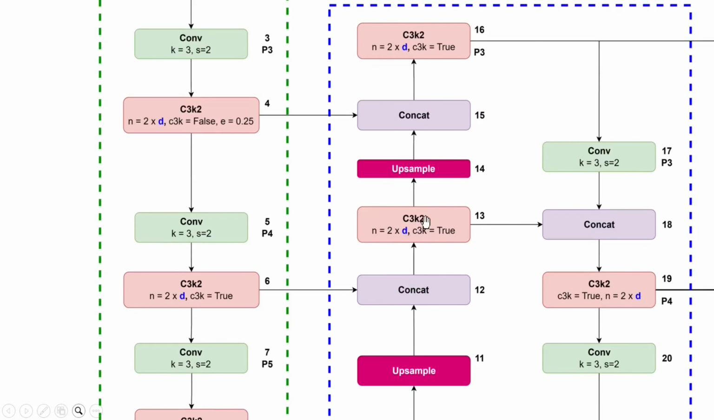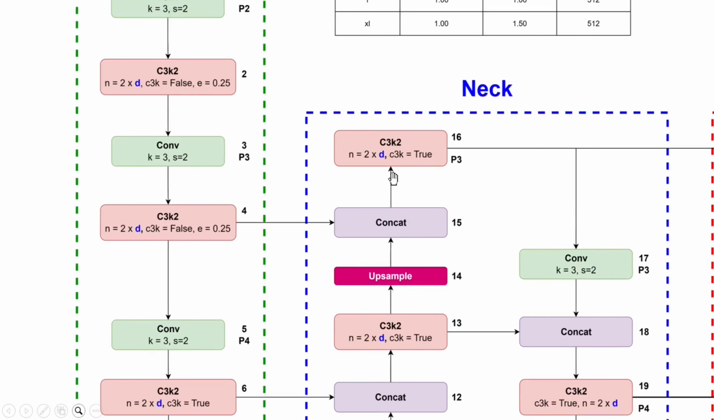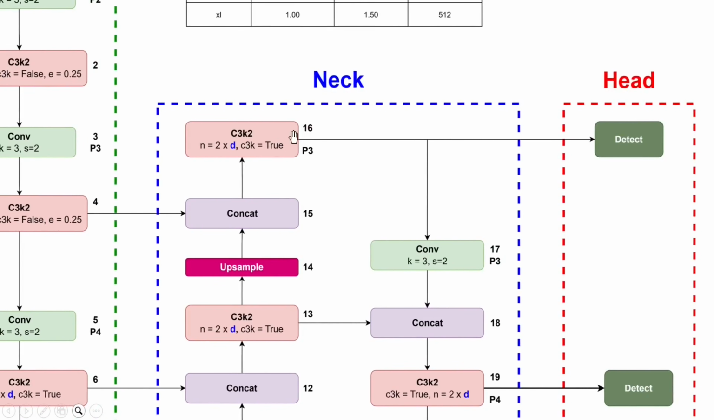After that, the feature map from this block is upsampled to match the resolution of the next C3K2 block. Using another Concat operation, the upsampled feature map is combined with the features from that C3K2 block. This concatenated feature map is then passed through another C3K2 block. The output of this C3K2 block is then used as an input to the detect block. This block is specifically designed for small object detection.